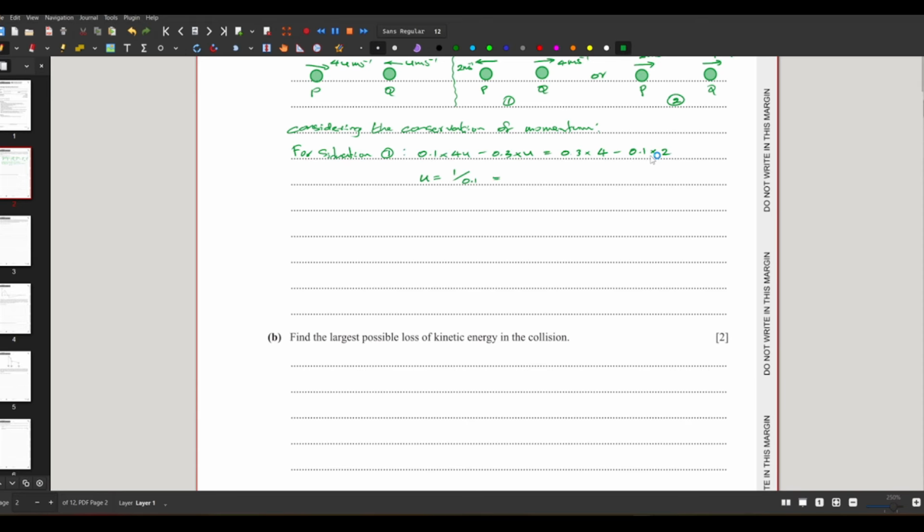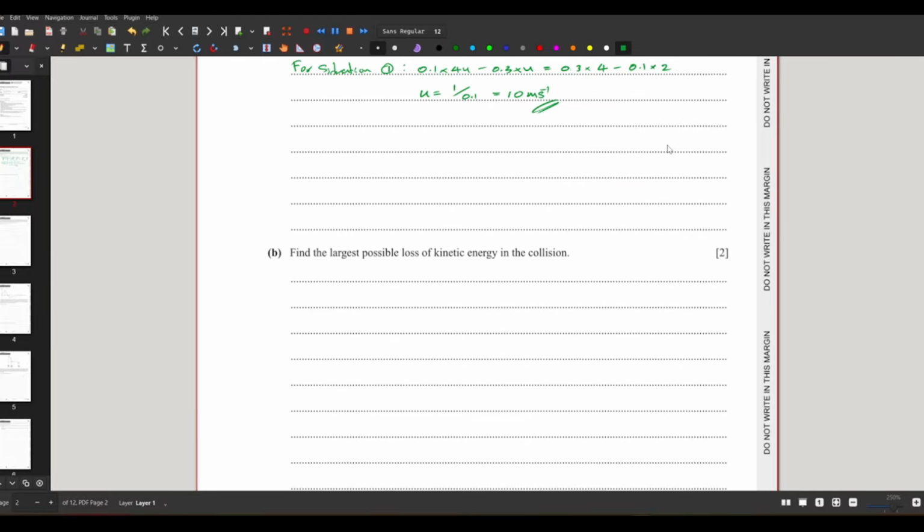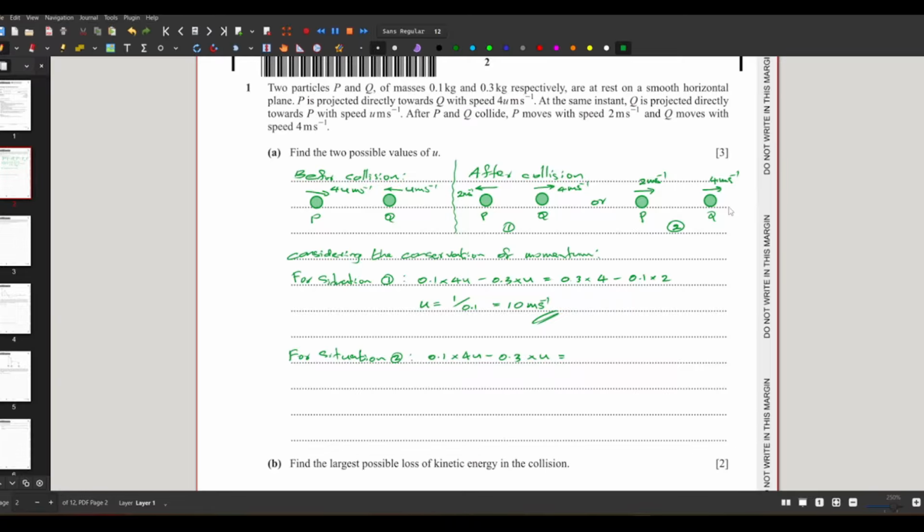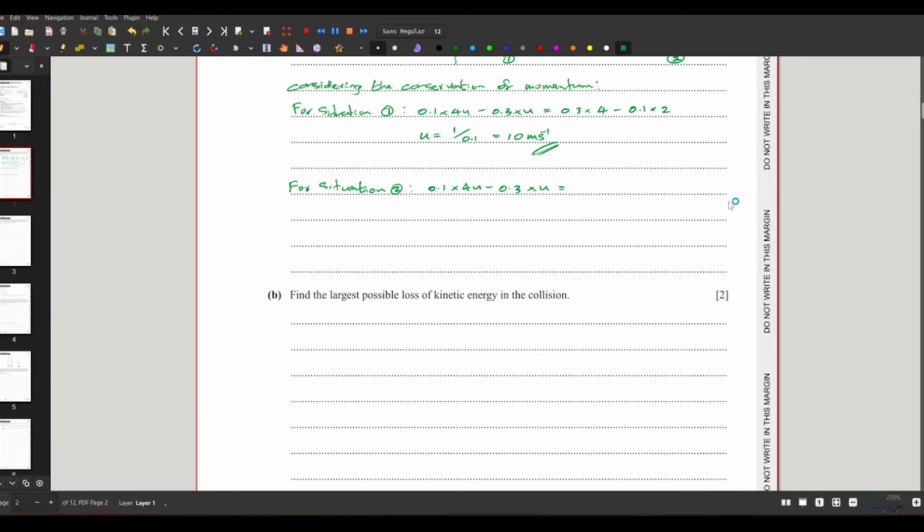Okay, so this is for situation one, and then for situation two, again the left side is the same, 0.1 times 4u minus 0.3 times u equals, and in this case both P and Q are moving to the right direction, so then you have to take the summation here.